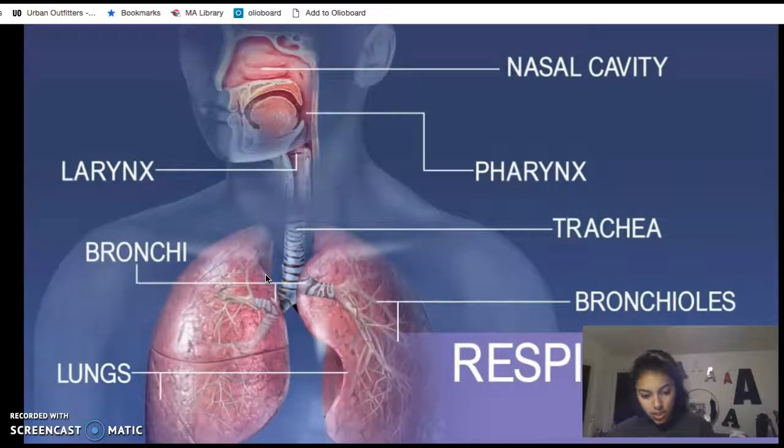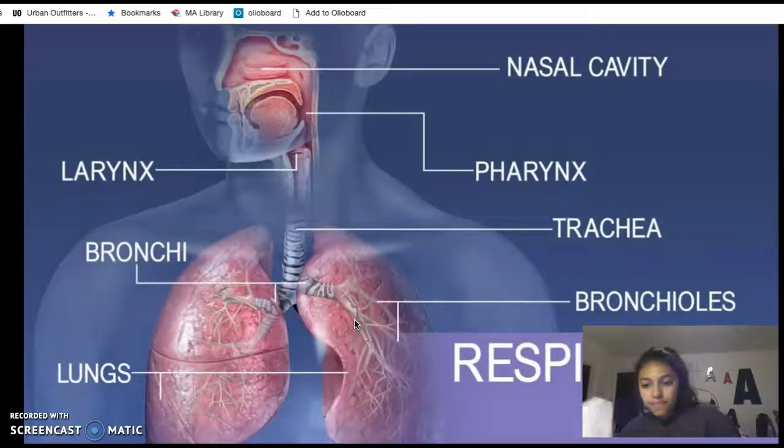So once it reaches the bronchi, they contain bronchioles, which you can see here, which are connected to the alveoli. So they branch out into many bronchioles, which are connected to tiny sacs called alveoli. And once it reaches the bronchioles, the air stops traveling, or the alveoli.